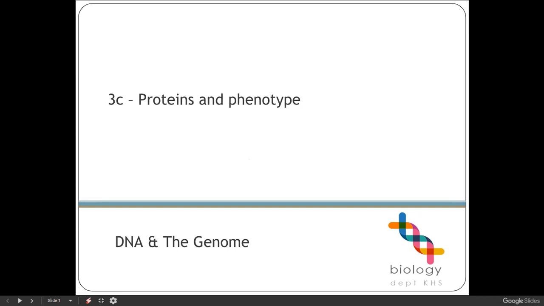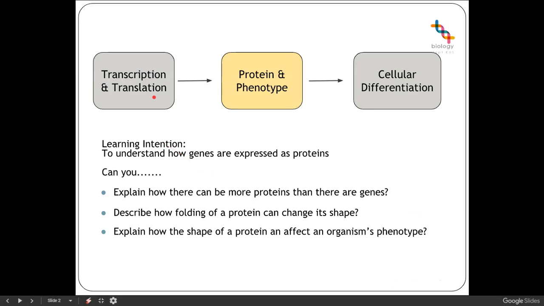Welcome to this lesson for higher biology, which is on proteins and phenotype. Up until now we've looked at the processes by which proteins are actually produced, that being transcription and translation, and how we get from a DNA molecule to producing a polypeptide chain. What we're going to look at today is how those proteins, once they're produced, actually function within a cell, what different roles they might have, and how that relates to the phenotype of the organism.